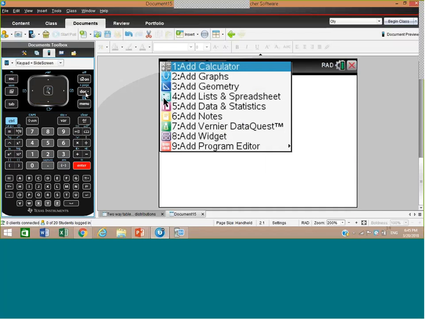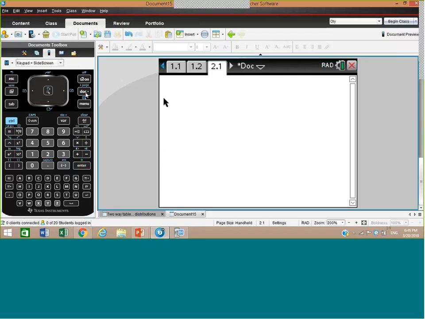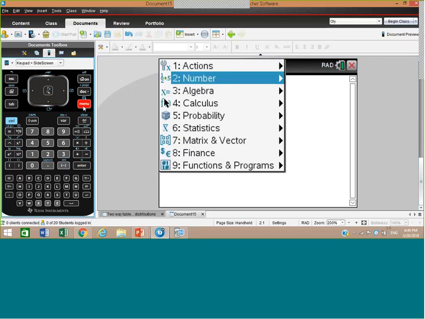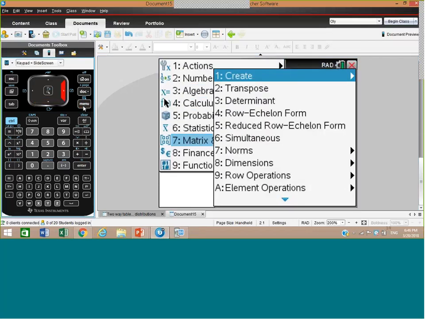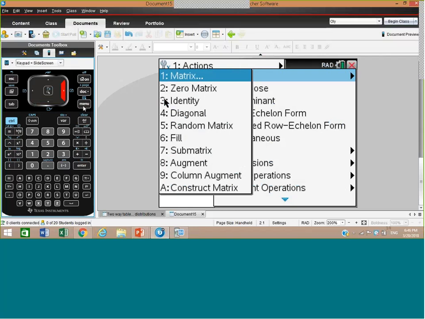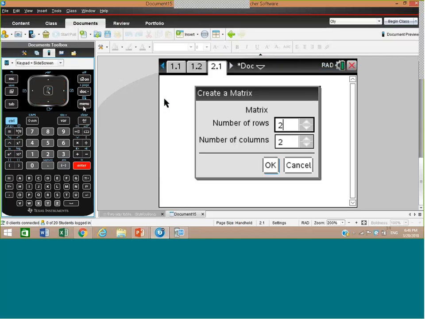So I'll just do it on a calculator page. And first thing we need to do is store that table of values in a matrix. And so I'll press menu and then go down to the matrix editor. So I need to create a new matrix. And I believe it was a 2 by 4. 2 by 4, yeah. There were 2 rows.